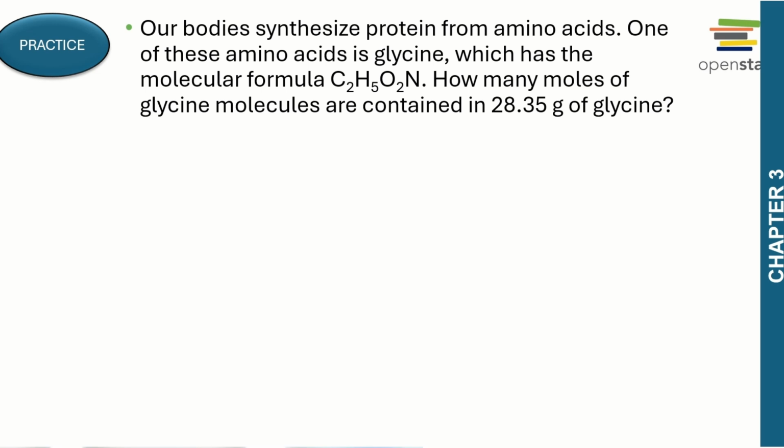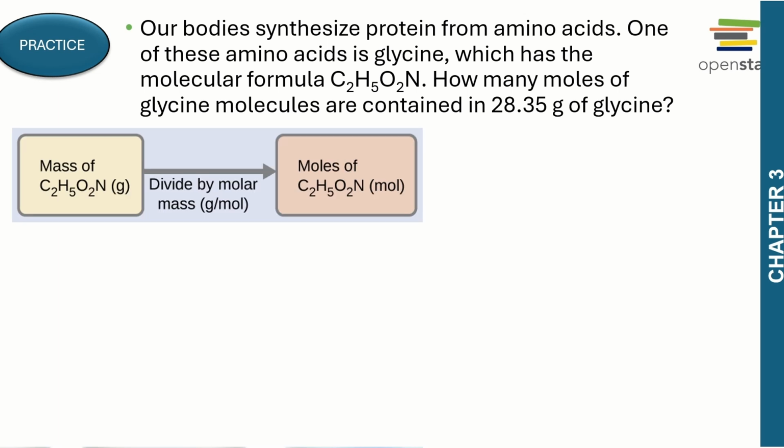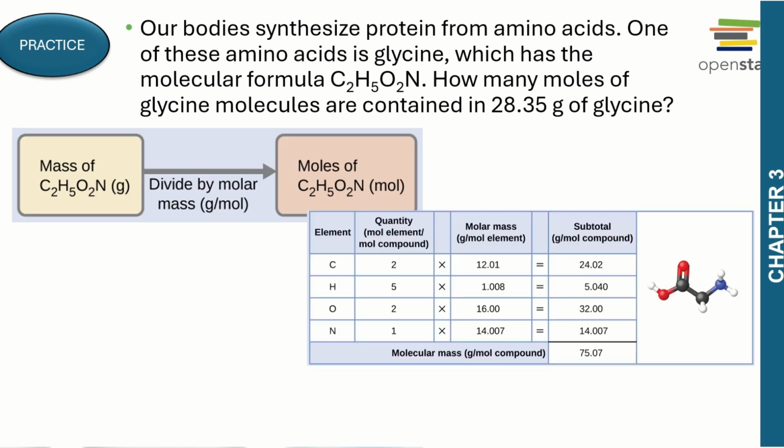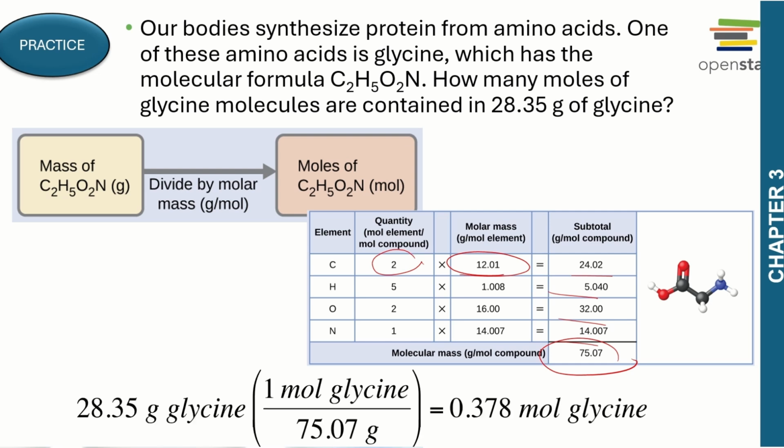So I need the molar mass. How are you going to calculate the molar mass? You're going to count the atoms, multiply by the molar mass, and add all together. So we have the molar mass in grams per mole. Now you grab the grams, and you have grams down here, so you can cancel out the units, and you're going to have moles of glycine.